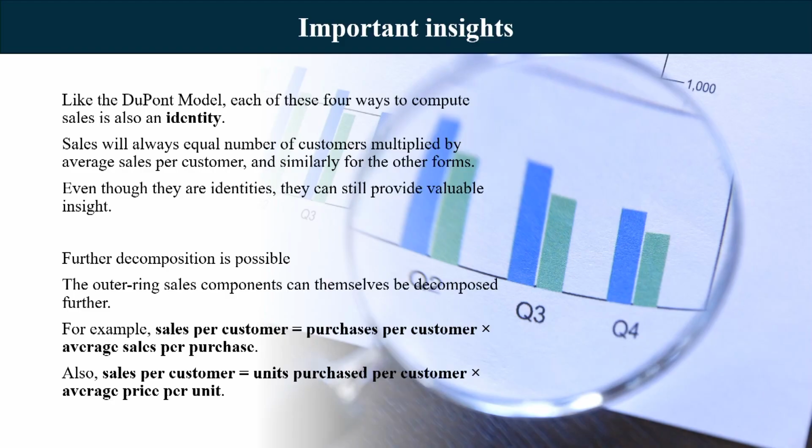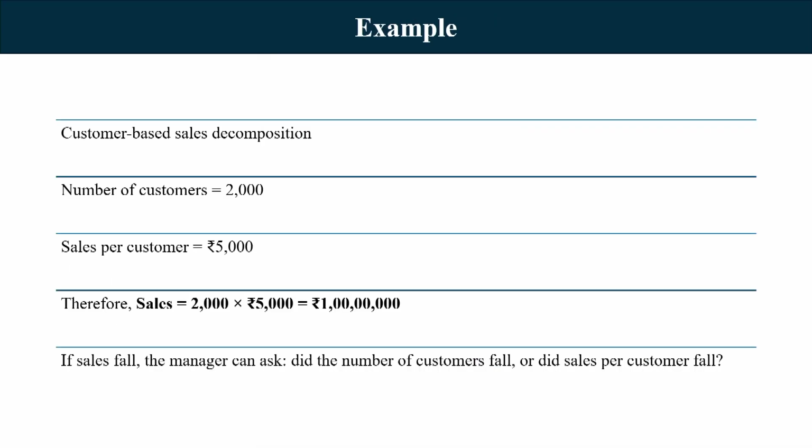Further decomposition is possible. The outer ring sales components can themselves be decomposed further. So, for instance, sales per customer can be represented in terms of purchases per customer multiplied by average sales per purchase, or sales per customer can be derived in terms of unit purchases per customer multiplied by average price per unit. Fine. Now, let us look into one example, and in this example we will look into the decomposition of sales in terms of customers.